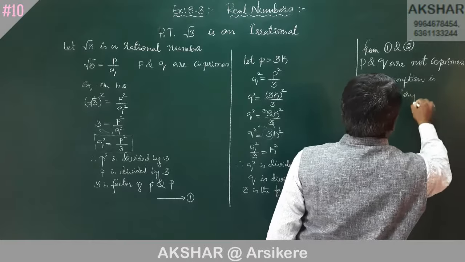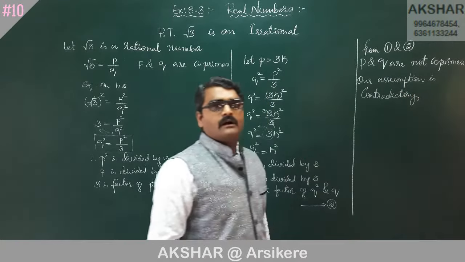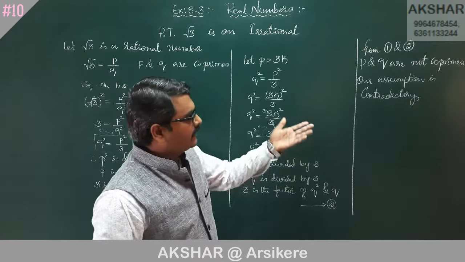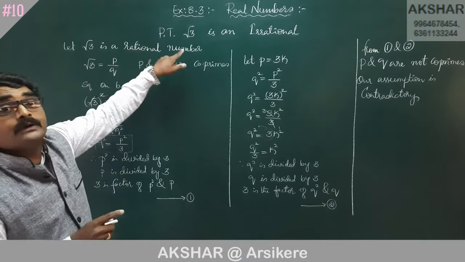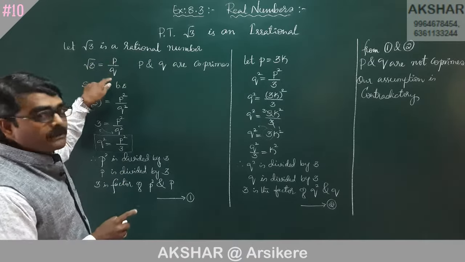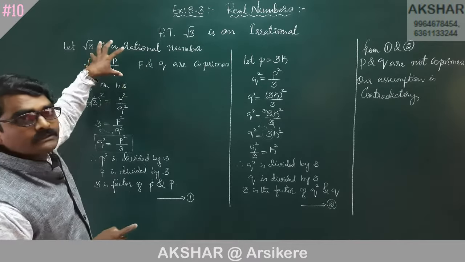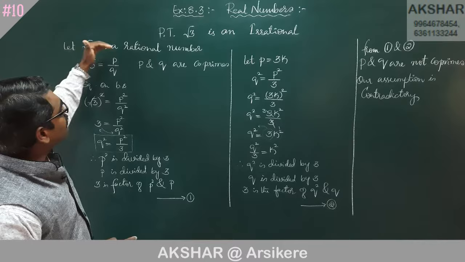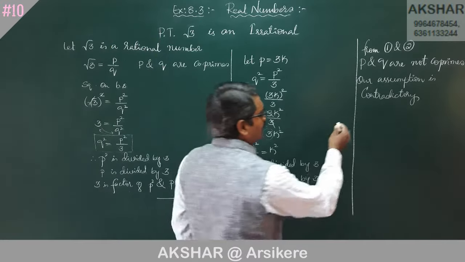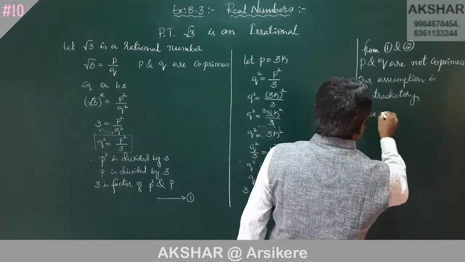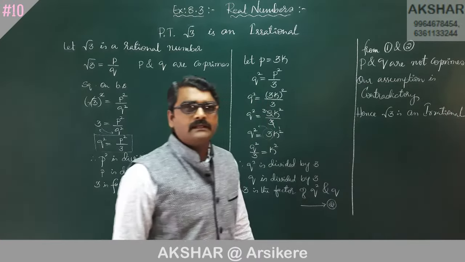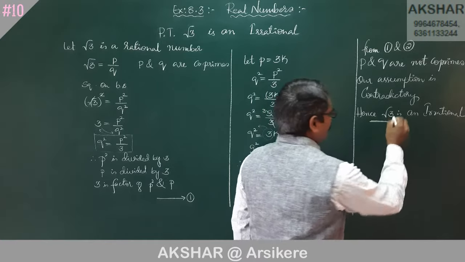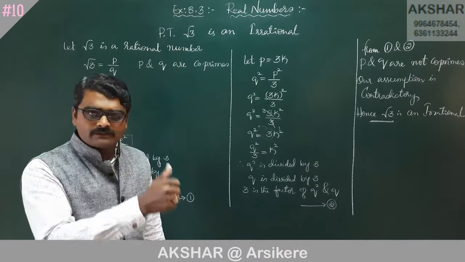If they are not co-primes, then our assumption is contradictory, means our assumption is wrong. What did we assume? Root 3 is a rational number, we assumed like this. Root 3 is equal to p by q, we assumed like this. This assumption is wrong. If it is not a rational number, then hence root 3 is an irrational. Root 3 is an irrational, hence proved. Hence proved, my dear children.